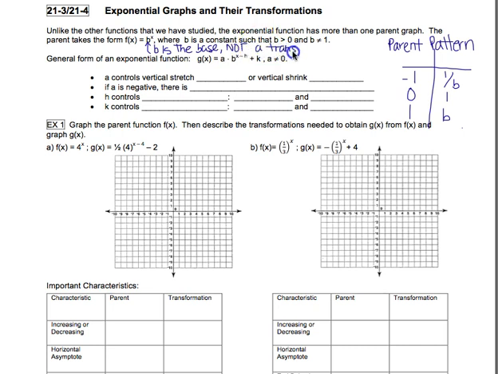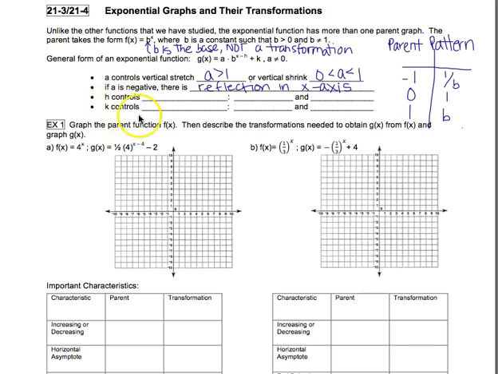So that means that on these, we're not going to have any horizontal shrink and stretch like we did with the trig graphs. We have a, which controls vertical stretch. Remember that that happens if a is greater than 1. It's a vertical shrink if a is between 0 and 1. If a is negative, there's going to be a reflection in the x-axis. Hopefully all of these transformations seem very familiar because they're the same ones we've been doing all year.